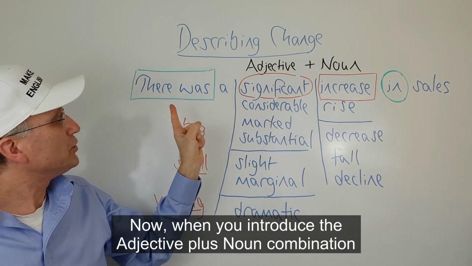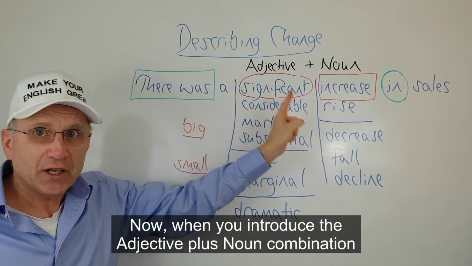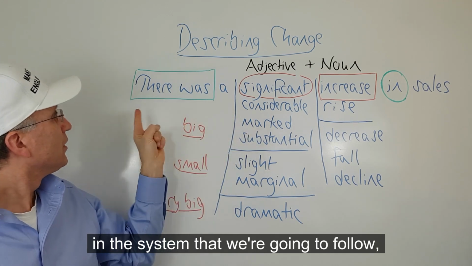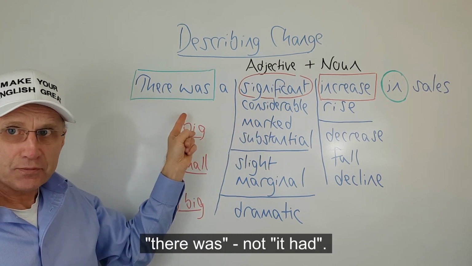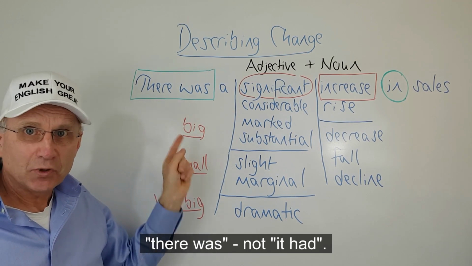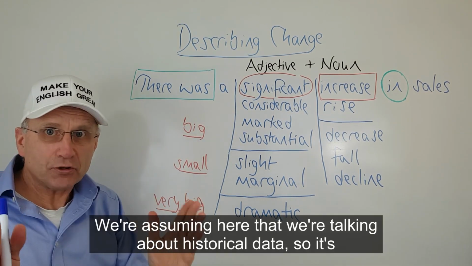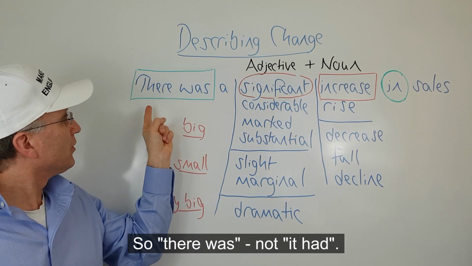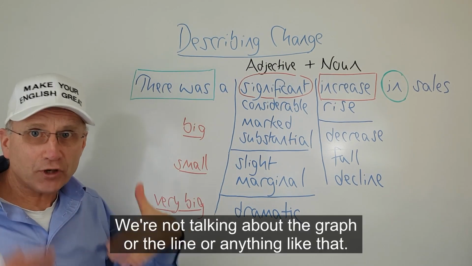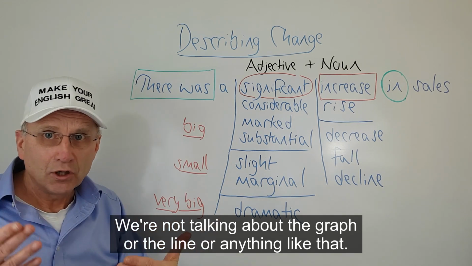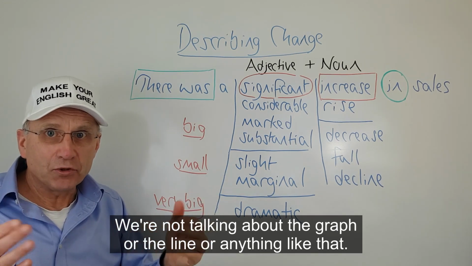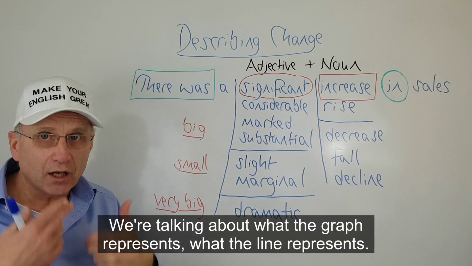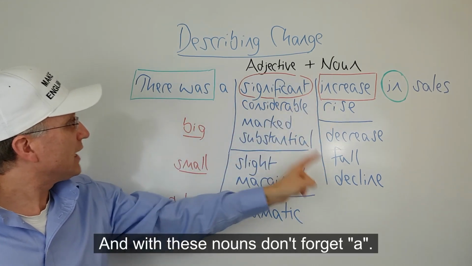Now, when you introduce the adjective plus noun combination in the system that we're going to follow, there was, not it had. We're assuming here that we're talking about historical data, so it's a time period that has finished. So there was, not it had. We're not talking about the graph or the line or anything like that. We're talking about what the graph represents, what the line represents. So there was, and with these nouns, don't forget at.